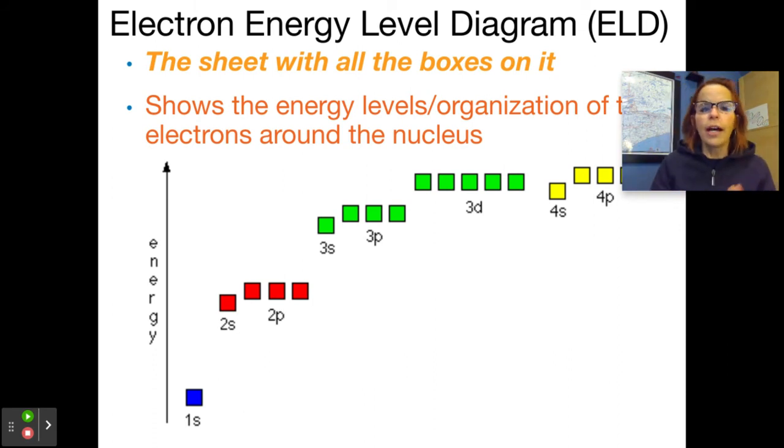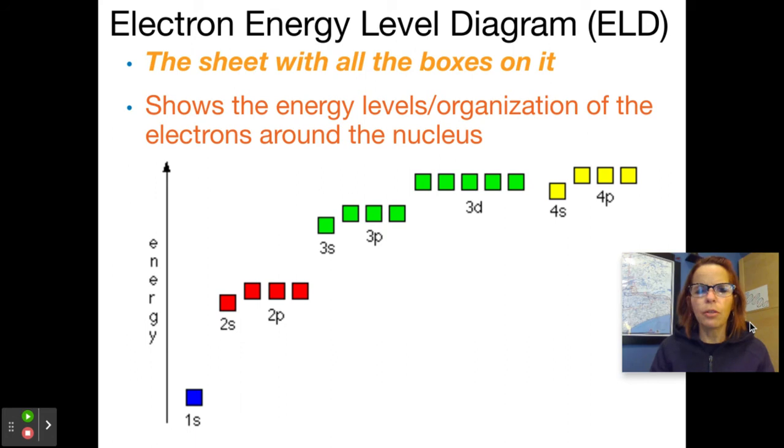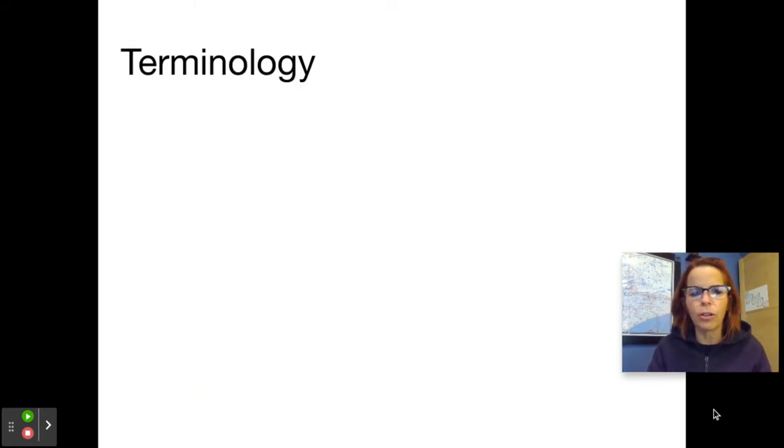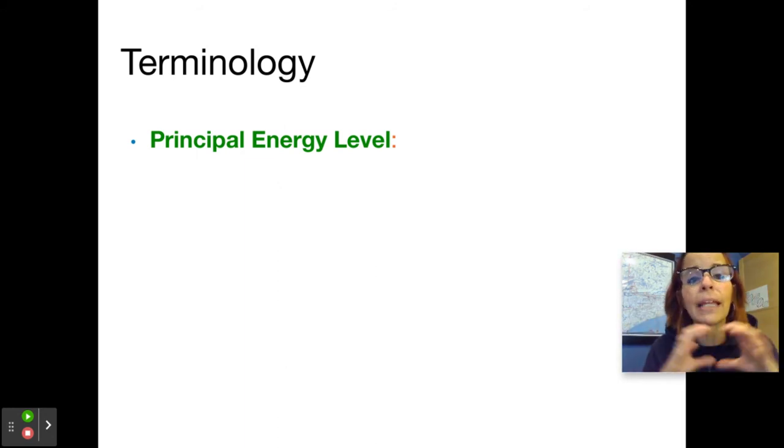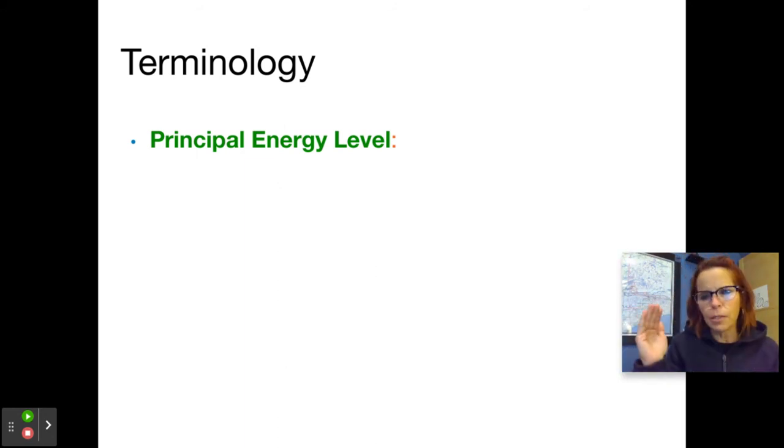Okay, so the box chart shows the energy levels or organization of the electrons around the nucleus. It's called the electron or energy level diagram, the ELD. I just call it the box chart, and then my students seem to know what that means, and that makes more sense for all of us. Okay, so there's a few pieces of terminology that we need to get down in order to learn how to enter our electrons. So we're not building the planetary model anymore. We're doing this box chart.